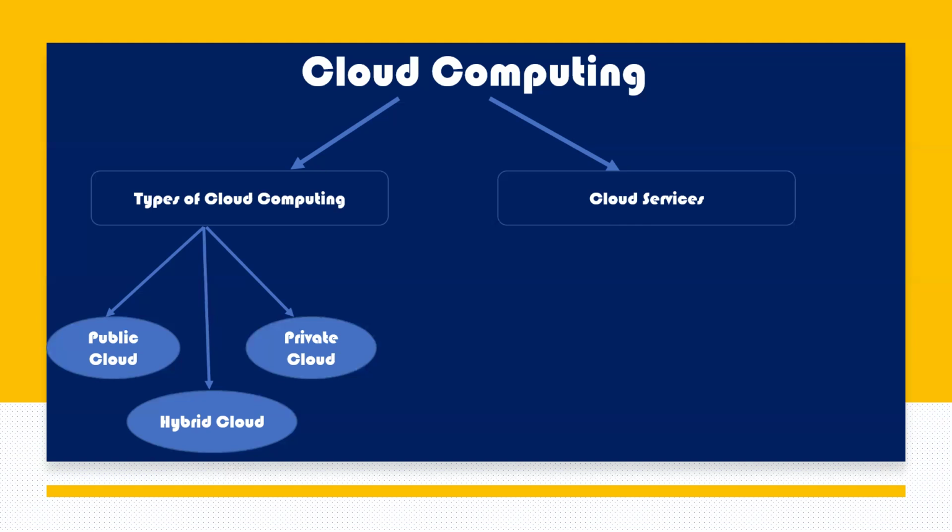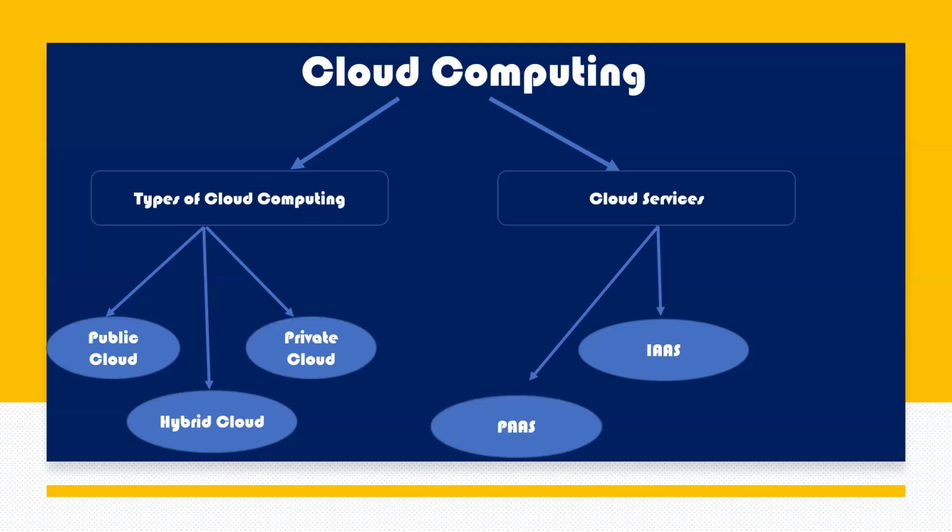Then cloud services. Yes, cloud computing, fine. These are the cloud computing types available. But what are the services available in the cloud? Any cloud, whether it is public cloud or private cloud, what are the services available? Services means what? See, first we'll see that. Totally, we are having three services. One is IaaS, which means infrastructure as a service. Another one, platform as a service. Third one, software as a service.